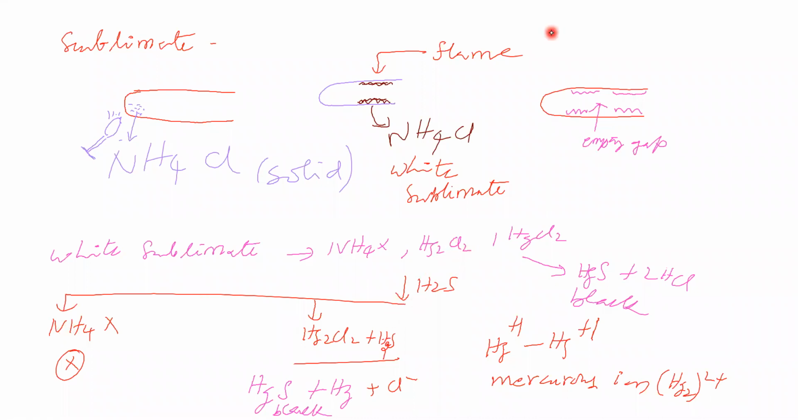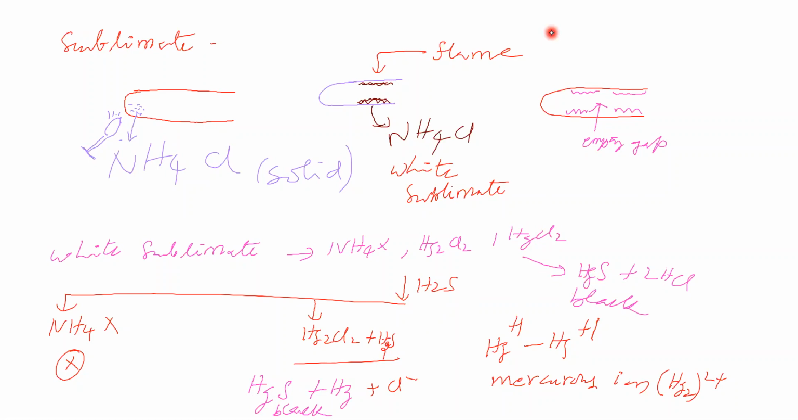In what way? Mercurous ion we will write as Hg2 2+, that is Hg+1 single bond Hg+1. One Hg+1 is taking an electron and becomes mercury. The other Hg+1 donates one electron and becomes mercuric sulfide. Now it is black in appearance. This HgCl2 is a white sublimate. This with moist H2S gas gives a black product, that is HgS.